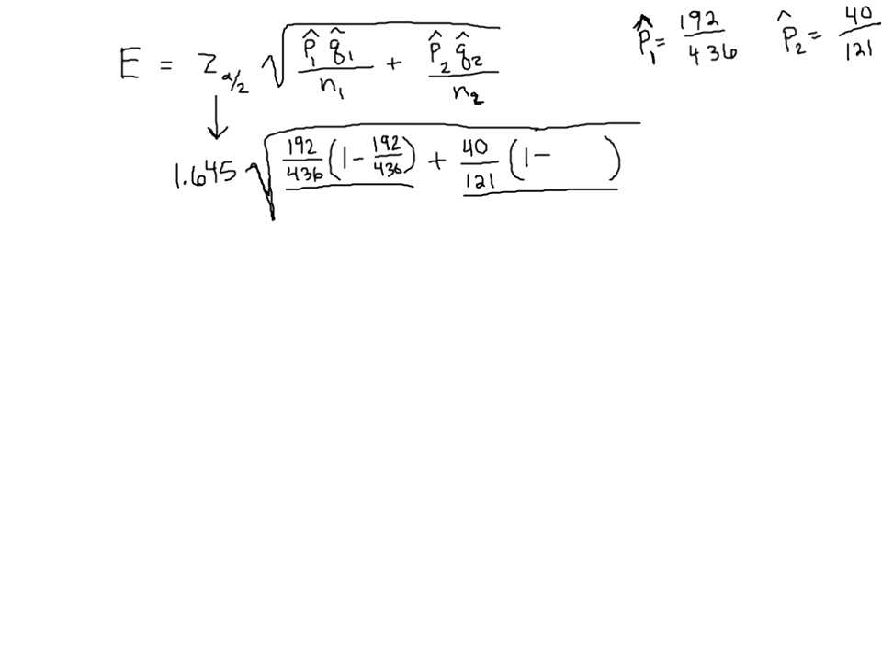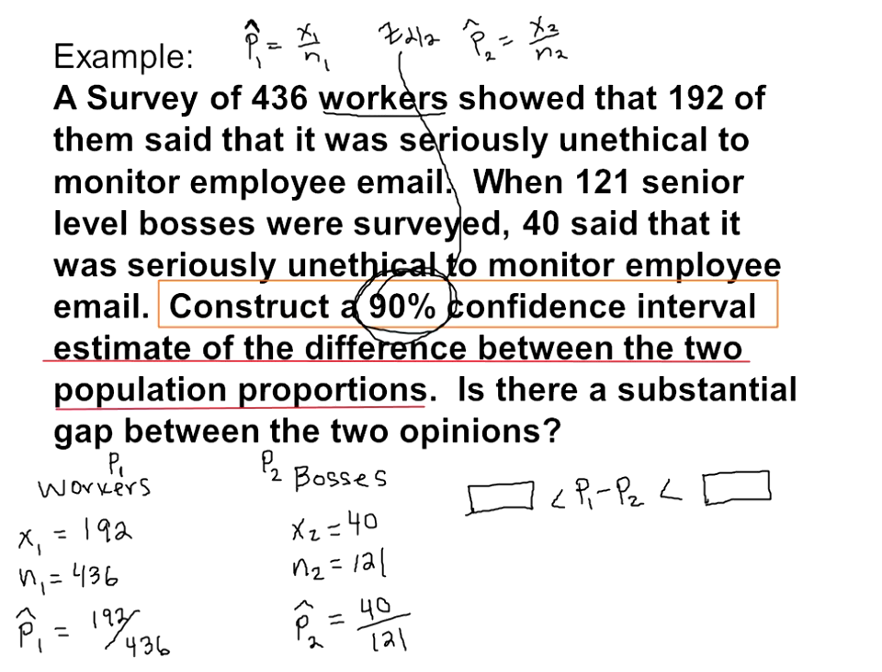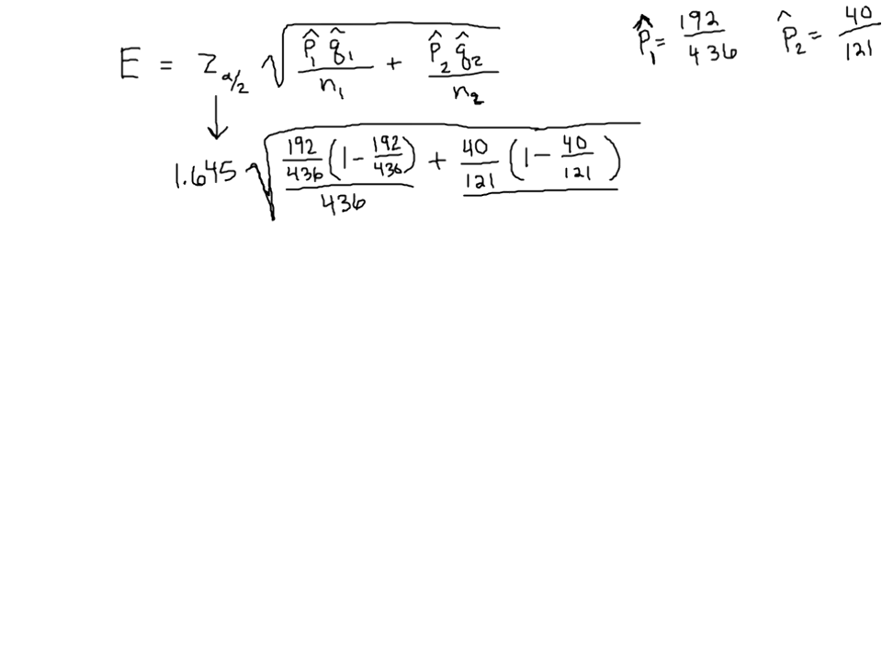And q hat 2, again, is 1 minus p hat, so just remember you're subtracting p hat. The denominator, we have n1 and n2. So my denominator here is 436, because that's our sample size for our first group. So you can just go back and check the problem. N1 was 436, N2 was 121. So 436 and 121.